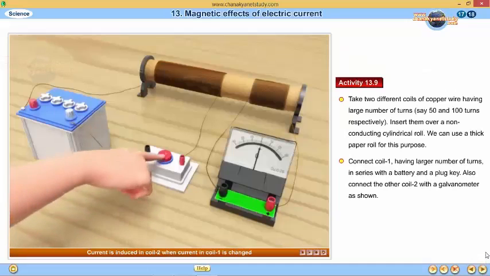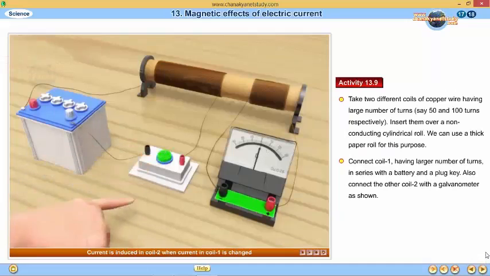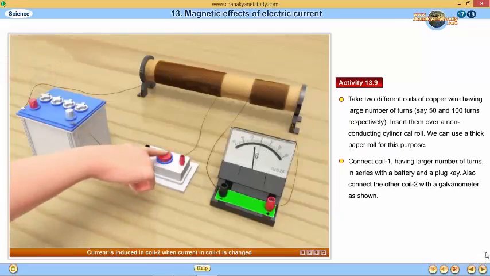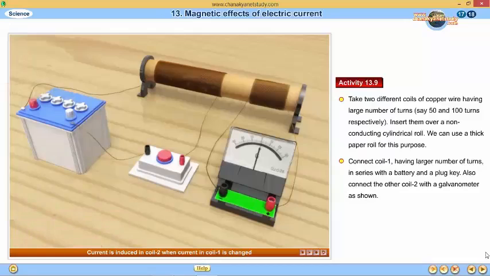Activity 13.9. Take two different coils of copper wire having large number of turns. Insert them over a non-conducting cylindrical roll. We can use a thick paper roll for this purpose. Connect coil 1, having larger number of turns, in series with a battery and a plug key. Then connect the other coil 2 with a galvanometer as shown.